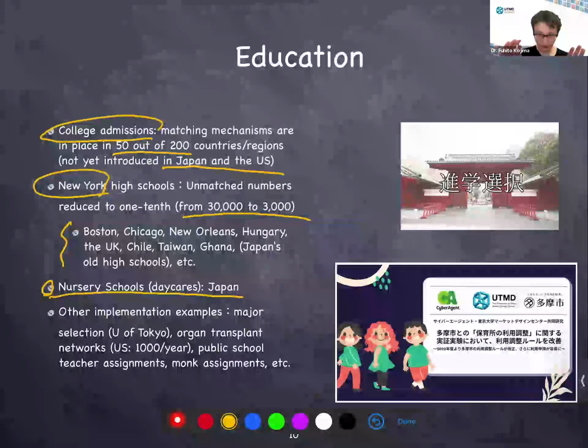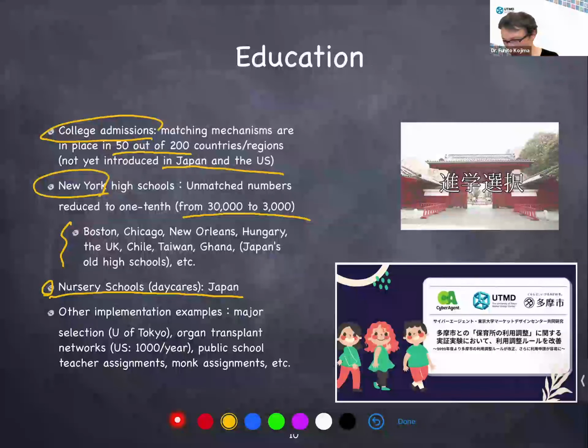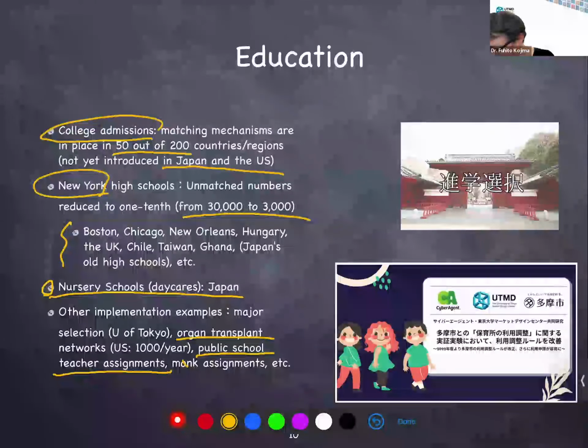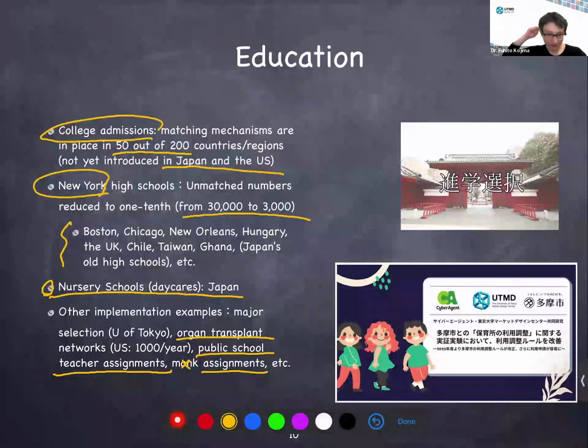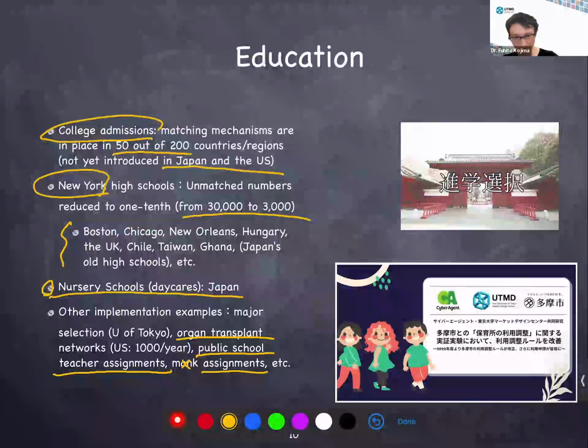If you think about other countries and contexts, there are many others. For example, public school teacher assignment, the one I know well is France, and organ transplantation. This translation is a little bit weird, but I also heard of an example of the assignment of rabbis in a certain branch of Jewish religious organizations. All right, so there are a lot of applications.